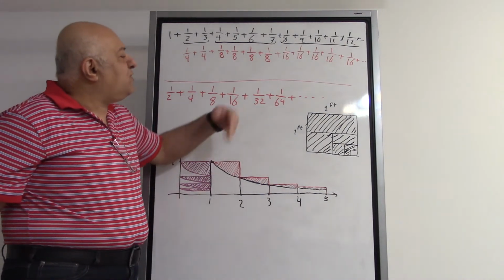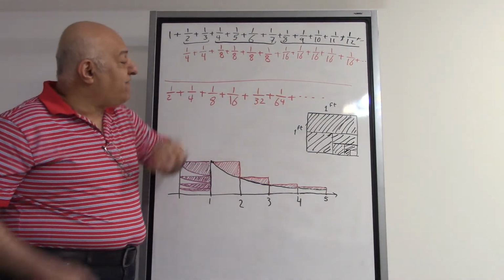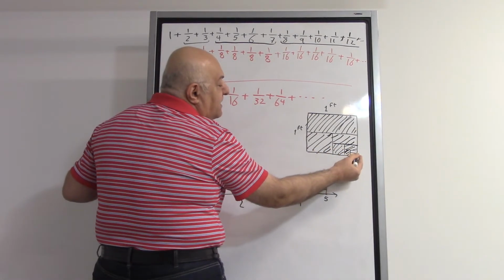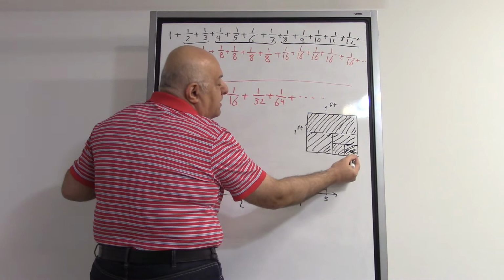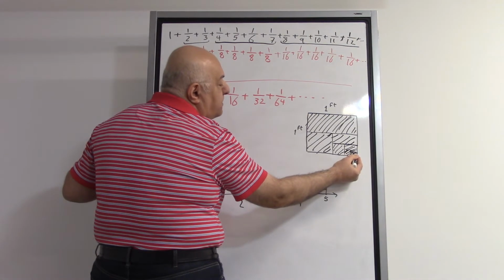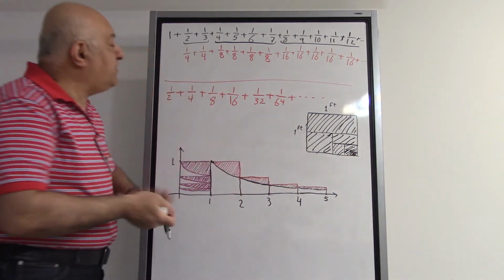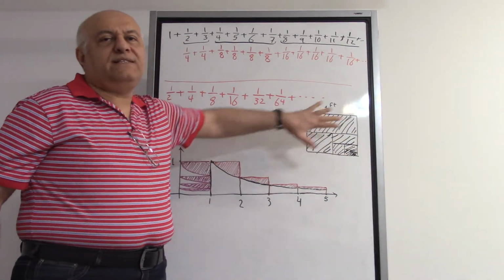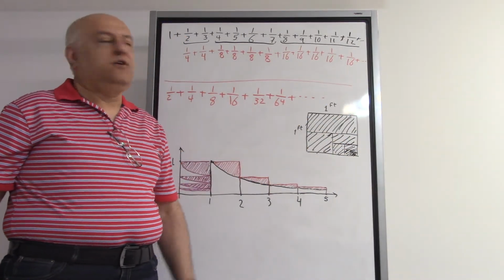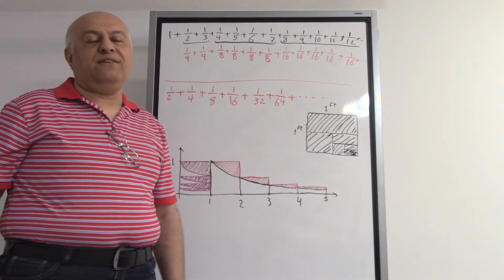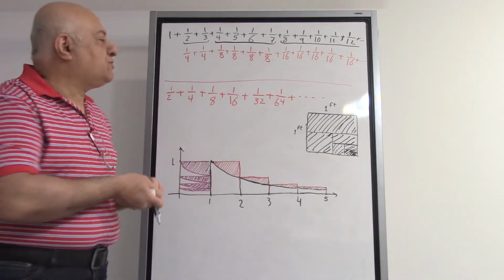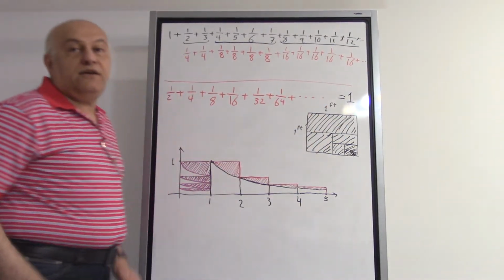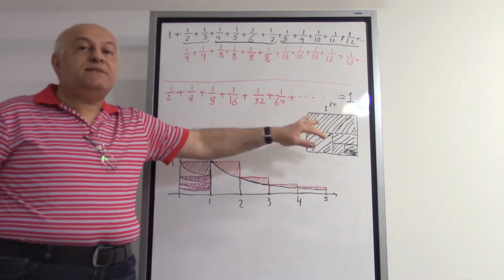So eventually, when you continue this forever, is there any part of this area which is not painted? Not really. Everything will be painted. And when you are done, let's say if you have infinite time, the whole surface is covered. But what is the total surface? Of course, it is 1 square foot. So that means this sum is equal to 1.